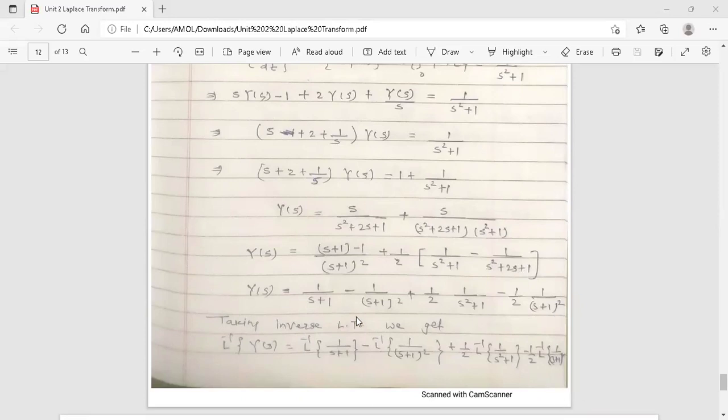Now taking inverse Laplace transform on both sides, we get L inverse, meaning inverse Laplace transform, of y of s is equal to inverse Laplace transform of 1 upon s plus 1 minus inverse Laplace transform of 1 upon s plus 1 whole square, plus 1 by 2 constant, inverse Laplace transform of 1 upon s square plus 1, minus 1 by 2, inverse Laplace transform of 1 upon s plus 1 whole square.